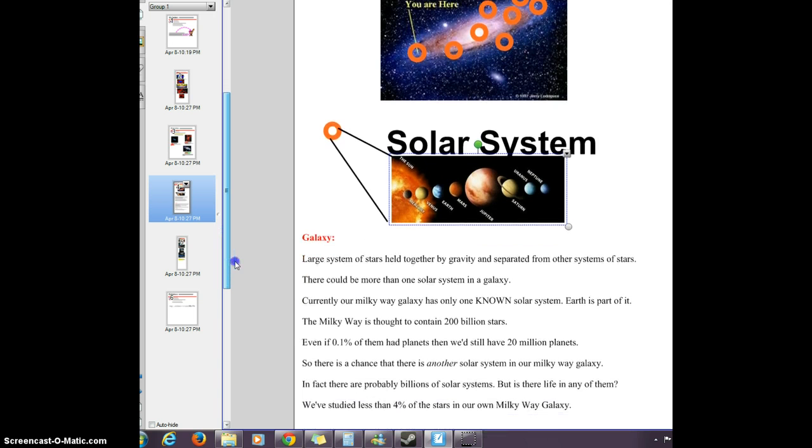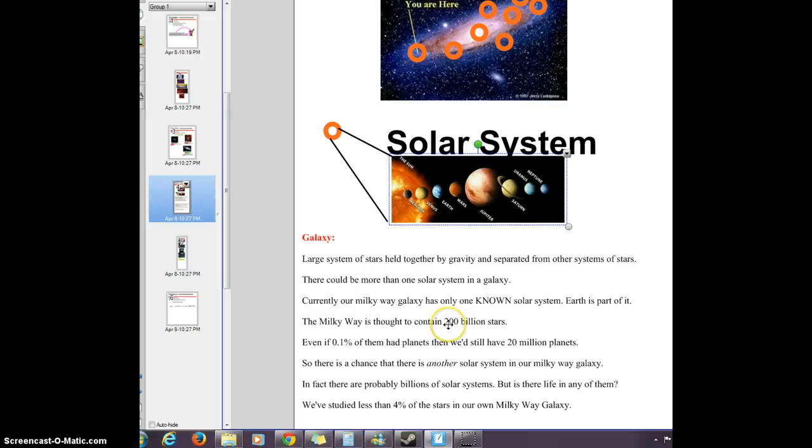Take a look at some of these interesting facts. A galaxy is a large system of stars, or a family of stars held together by gravity, and it's separated from other galaxies. There could be more than one solar system in a galaxy, and, well, there's going to be hundreds of millions of them. We just haven't discovered them. Currently, our Milky Way galaxy has only one known solar system that we know of, and Earth is part of that. I should clarify, our Milky Way galaxy, we do know that there are other solar systems out there. We know that this is the only one with life on it right now.